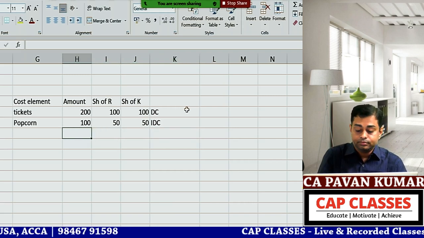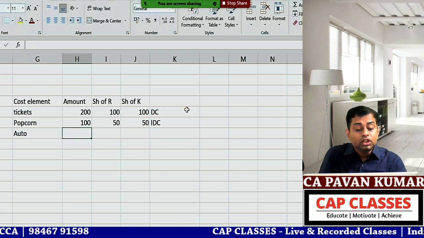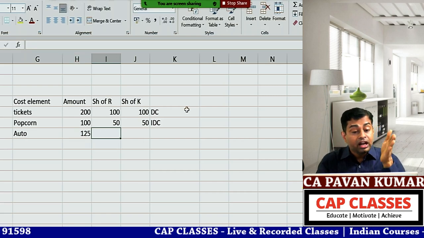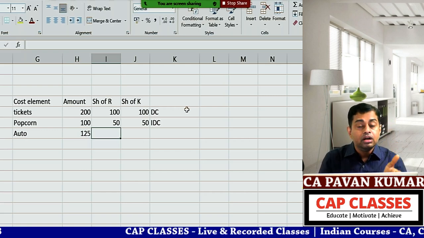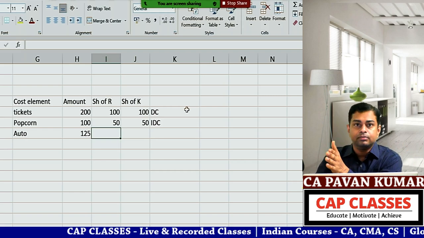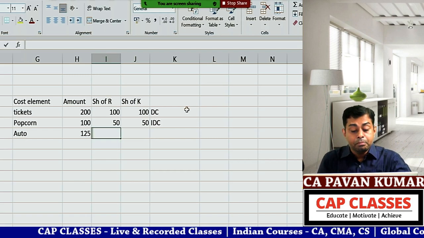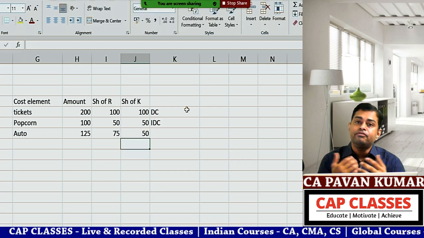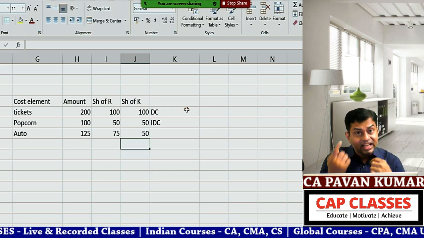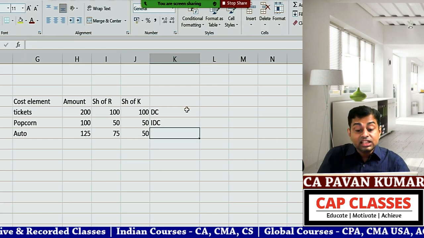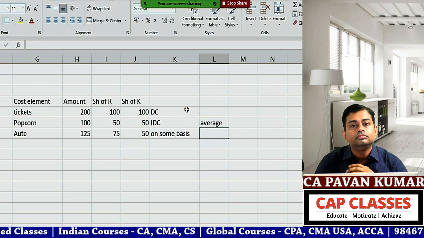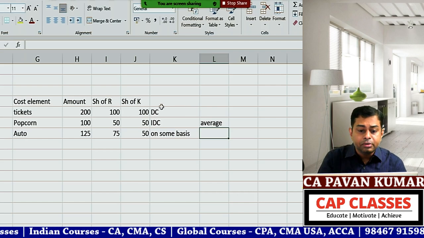Then comes auto rickshaw. So this auto rickshaw 125 is there, no? You cannot do 62.5, 62.5 because one person started from her home, came to another person's house, which is on the way. So the first person may probably take 75, the second person may take 50 only, because the distance you are traveling from your house to the theater might differ. So this is on some basis, this is average. Like this you can apportion joint cost between product 1 and product 2.